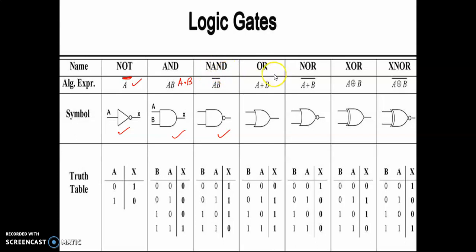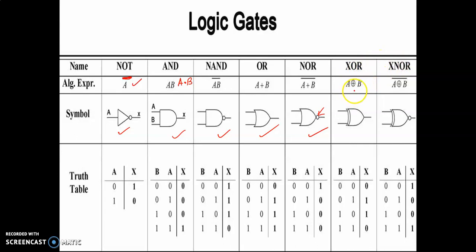Okay, so AND is this and NAND is the NOT of AND, therefore it is N and, NAND. Similarly, you have the OR gate. OR gate is denoted by A plus B and the symbol is as seen here. NOR gate is denoted by NOT of OR, therefore it is A plus B whole bar, and the symbol is the same symbol as that of OR but followed by a bubble. The bubble denotes inversion.